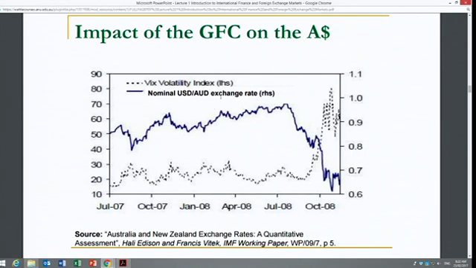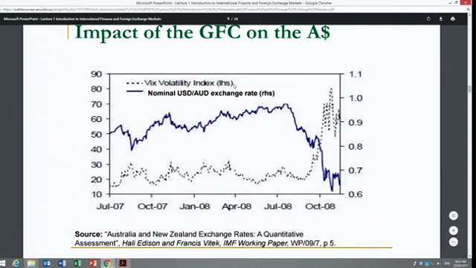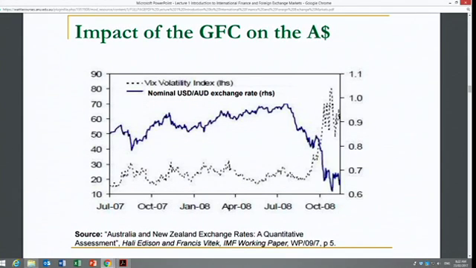Okay, now what about this thing called the VIX Volatility Index? Its scale is given on the left-hand side, the left vertical axis. What is this VIX Volatility Index? Anyone would like to hazard a guess what the VIX is?